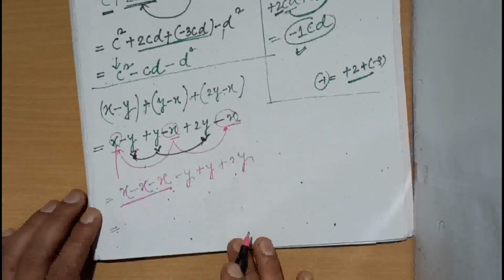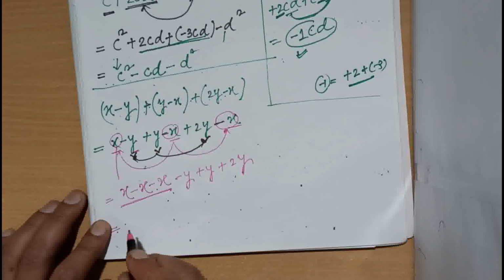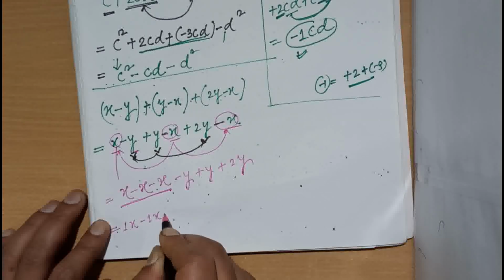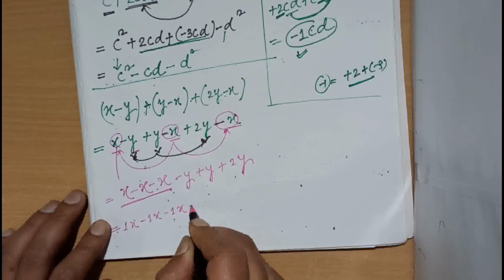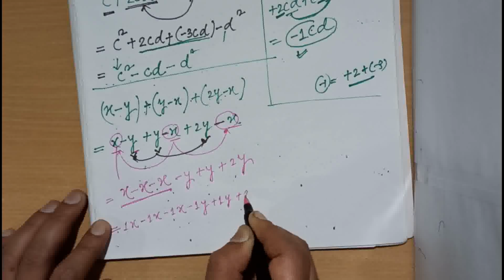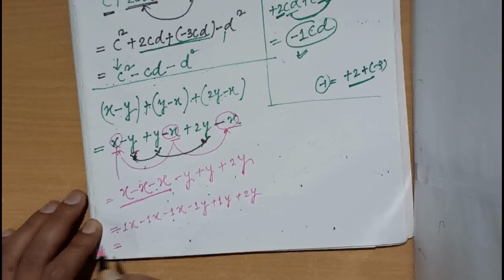Now, to make you understand, this x I can write as 1x, this one I can write as minus 1x, this one minus 1x, this one minus 1y, this one 1y, and this one 2y. Now it is quite simple.